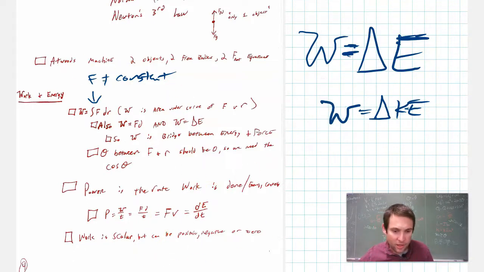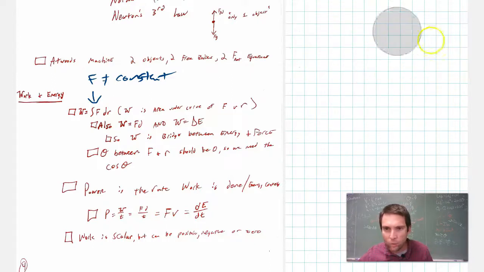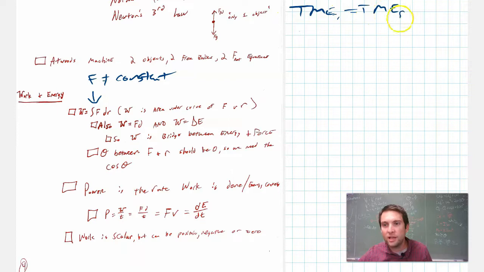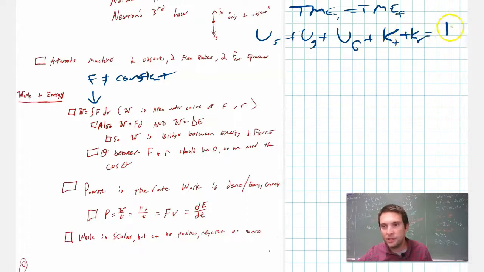How do you deal with energy in relation to work? Well, remember, conservation of energy. Total mechanical energy in the beginning has to equal total mechanical energy in the end. Total mechanical energy is just adding up all of your energies. So if you have Us plus Ug plus U big G plus K translational plus K rotational in the beginning, and in the end you have only gravitational potential energy near the surface of the Earth, then okay, that's fine, as long as the system is not being affected by any external forces.